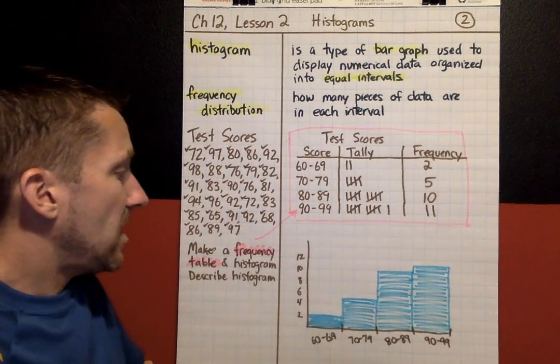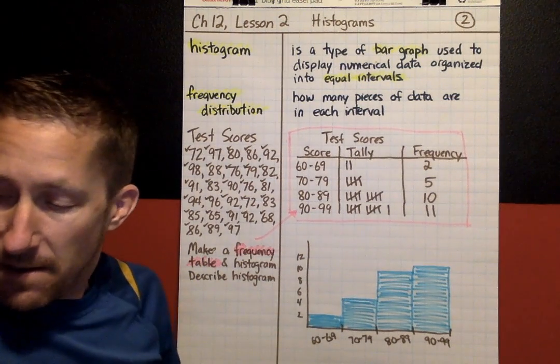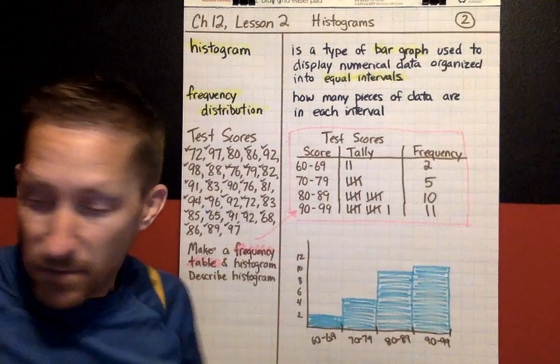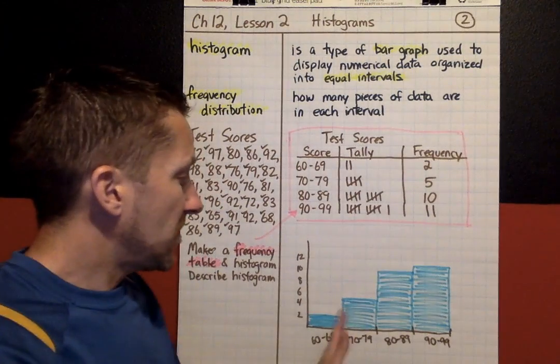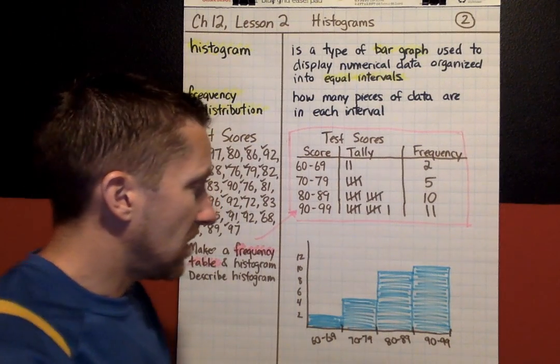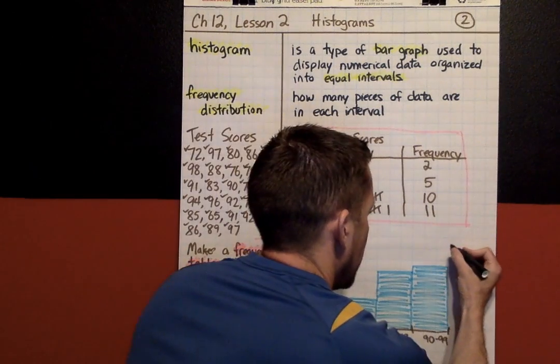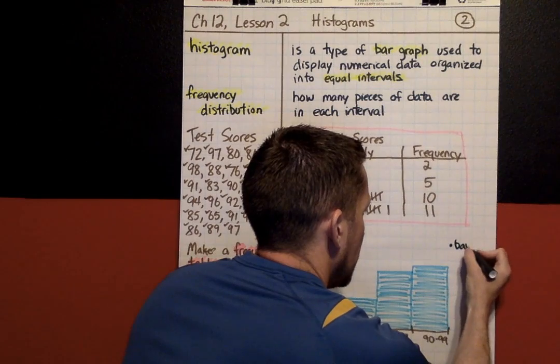So this is a histogram, okay? So a couple of notes about histograms. Number 1, the bars touch. You can see the bars are all touching each other. So I'm going to write that down over here. The bars touch.